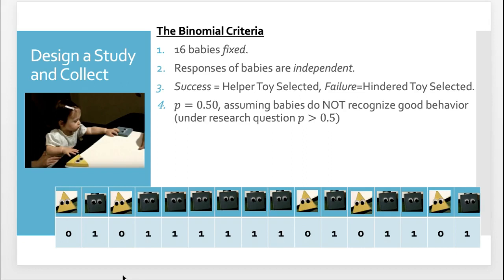As far as the outcomes of our study, let's relate it to the binomial criteria. Well, here we have 16 babies in our study. That number is fixed.